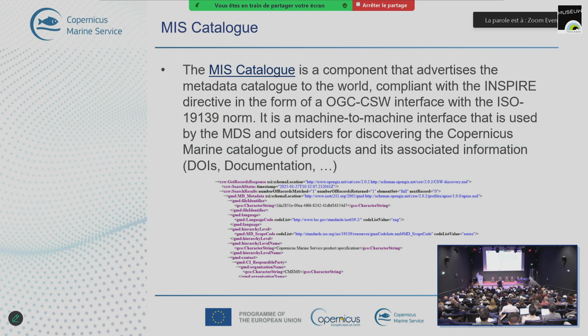The MIS catalog is the official component that delivers all the metadata to the public. It is compliant with the INSPIRE directive, and it follows the ISO 19139 norm. It is mainly a machine-to-machine interface that is used by outsiders and also used by the Marine Data Store to enrich their internal metadata catalog. So this is an output. If you can read it, great.